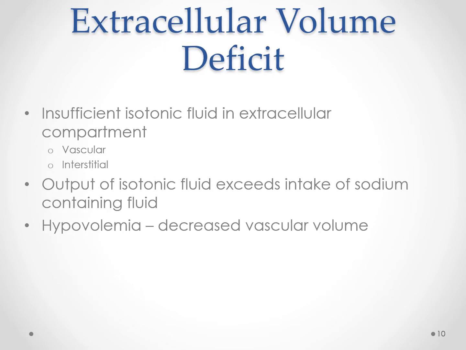Extracellular volume deficit. So we're just talking about that different type of fluid, extracellular. And that means insufficient isotonic fluid in extracellular compartment. Okay, so that means that's a deficit. So insufficient, deficit, isotonic fluid. So what's isotonic mean? That's the other thing we need to go over. So isotonic is a level that is the same as blood. Okay, so isotonic fluid is going to be the same as blood.